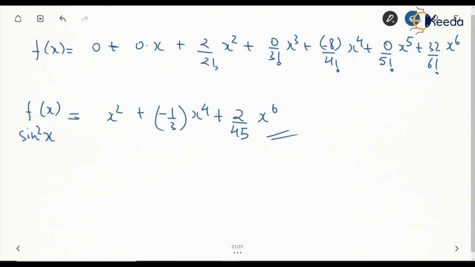So these are the expansions. Of course we'll have the next term, maybe x to the power 8 and so on. So these are the first few terms of the Maclaurin series of sine square x, right? This is nothing but the Taylor series expansion centered at a equal to 0, or centered at 0, which makes a equal to 0.